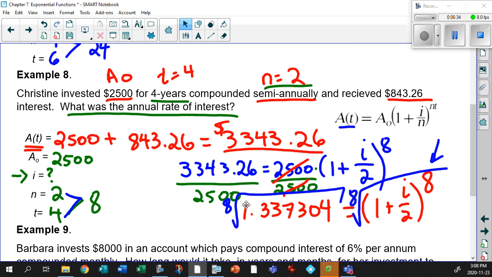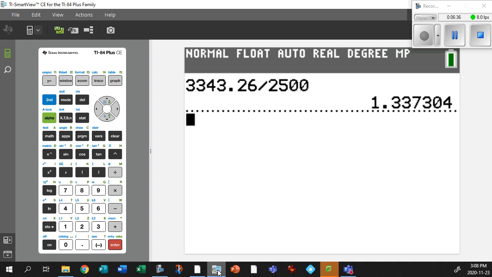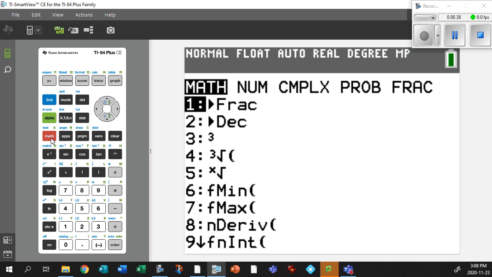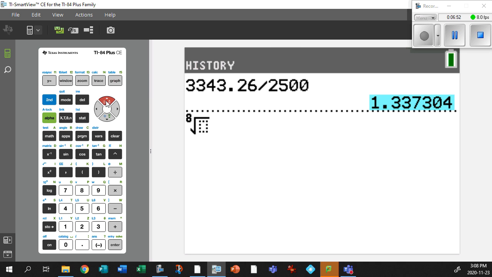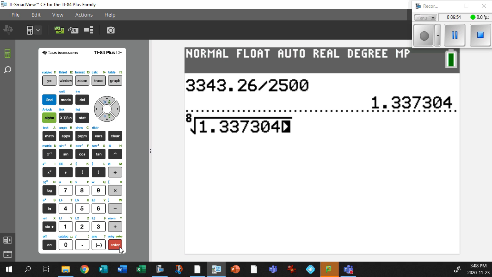Okay, how do I do that on my calculator? Pretty easy. Hit math. There's a wonderful number down here, number 5. Look at this. It says x root of. I'm going to hit it, and look what comes up. I can put my 8th root. I can mouse over here. So I'm going to go up, grab this number, and just pop it in there. See what I did? Hit enter. Look at the number you get.